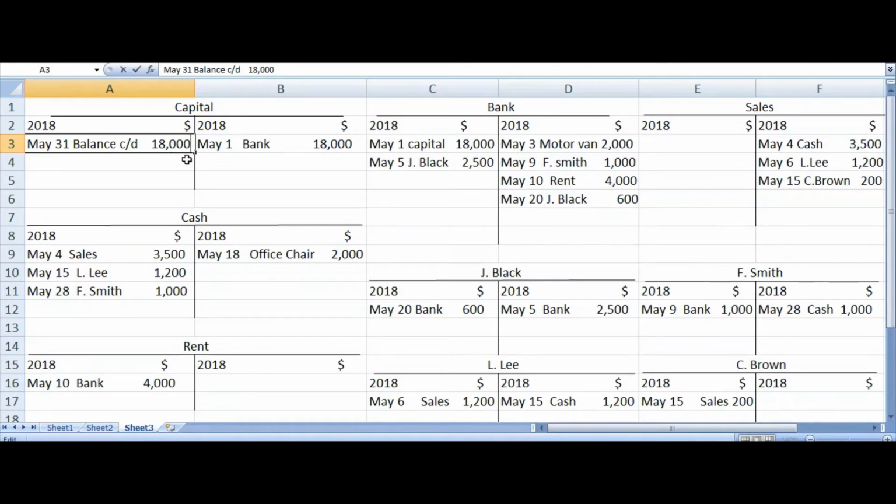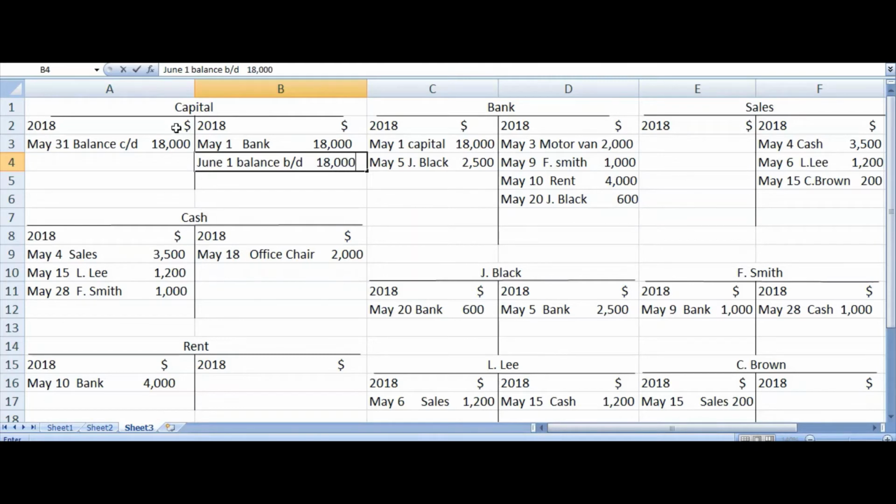Now when you have the totals on the same level, we are going to enter the balance CD on the opposite side of the account as a balance BD. The balance BD is at the start of the next period. You'll have the balance BD at June 1st, because the balance BD is at the start of the next period, but it's the same amount as the balance CD. It's just that they are on opposite sides. So balance BD of 18,000.